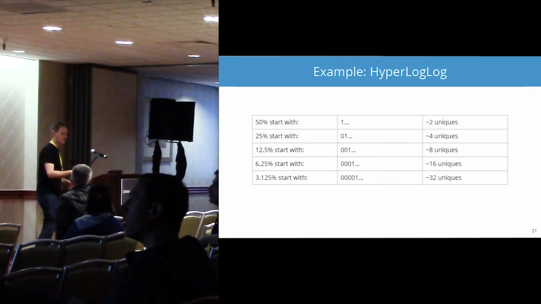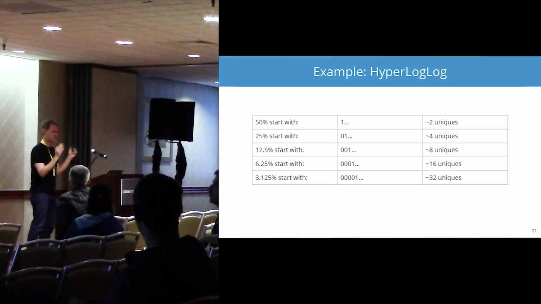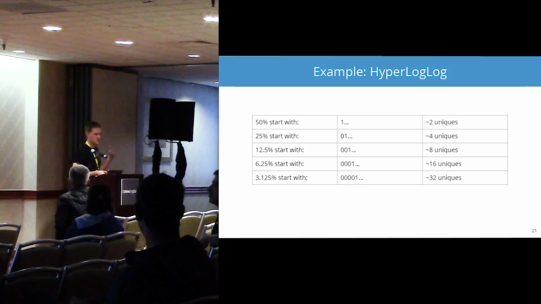And what we can notice there is that, let's say we've hashed things. Let's say we have a sketch that just keeps track of the maximum number of zeros we've seen at the beginning of a hash value. So we hash a billion things, and after a billion things, we expect to see a certain number of zeros at the beginning of the hash value. So let's say we've hashed a bunch of things. We don't know what they are.